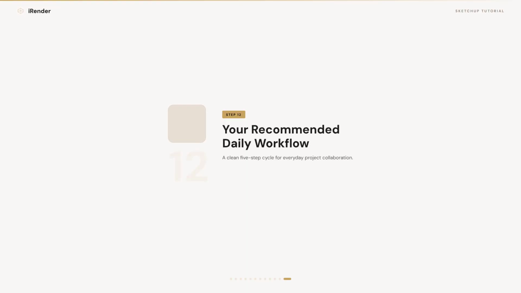Step 12. Your recommended daily workflow. Here's a clean 5-step cycle for everyday project collaboration. 1. Open SketchUp and sign in. 2. Open your model from Trimble Connect. 3. Make your changes and save locally. 4. Upload the updated version to the cloud. 5. Notify your team or check for comments in the browser viewer. Repeat this cycle at each project milestone and you'll have a reliable, version-controlled workflow.